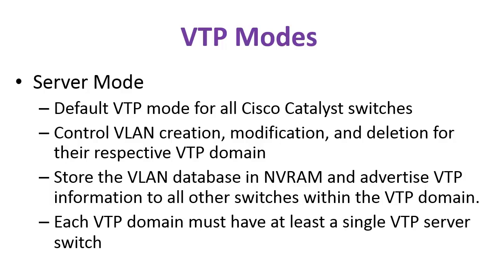On a VTP server, you can control VLAN creation, modification, and deletion for the respective VTP domain. What happens is that it stores the VLAN database in RAM, and then it advertises this VTP information to all other switches within the VTP domain. You will see in the lab the effect programming a server has throughout the VTP domain. Now, each VTP domain must have at least one VTP server switch. Consider this your administrative switch.